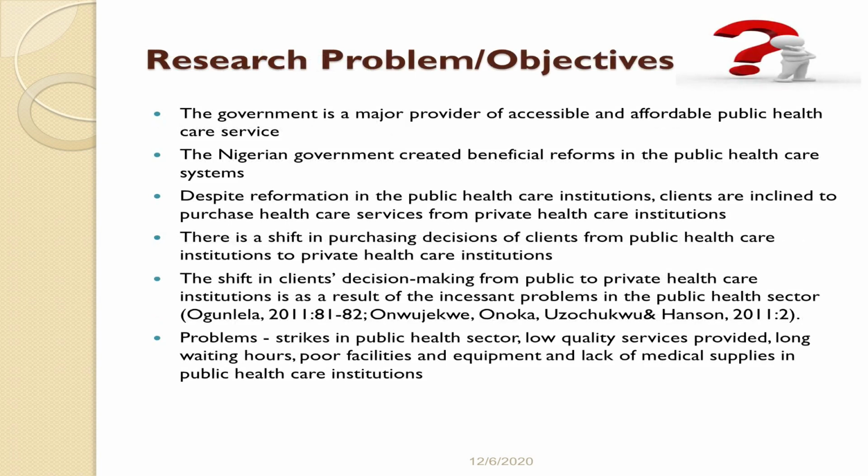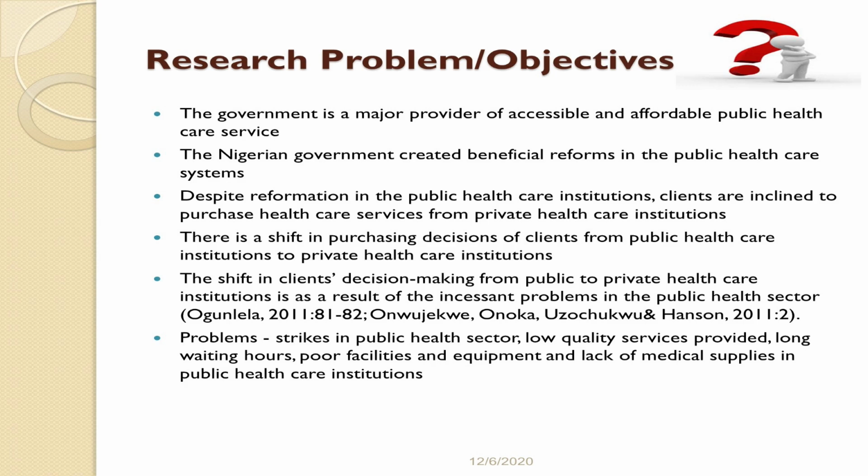Research problems and objectives. The government in Nigeria at various levels is a major provider of accessible and affordable healthcare services based on primary healthcare to all Nigerians. To improve the well-being of all citizens, the Nigerian government have created beneficial reforms in the public healthcare systems. Despite the reformation in the public healthcare system, majority of clients are more inclined to purchase healthcare services from the private healthcare institutions. This implies that the purchasing decision of clients have shifted from public healthcare institutions to private healthcare institutions.